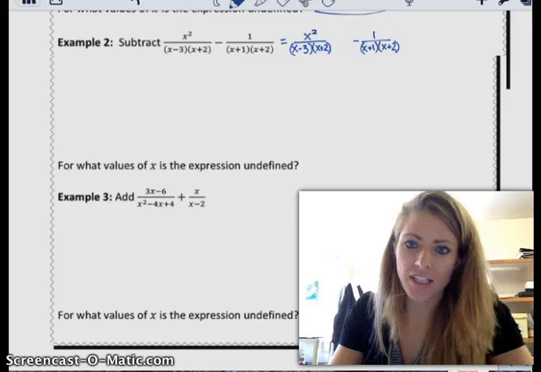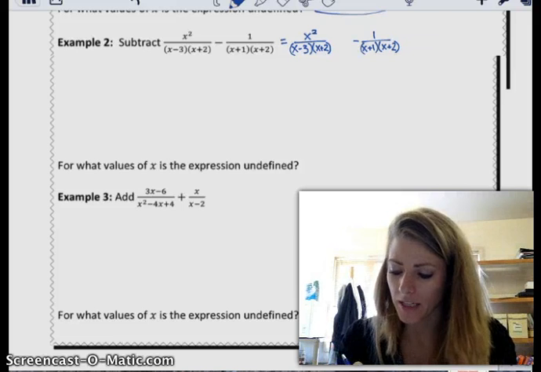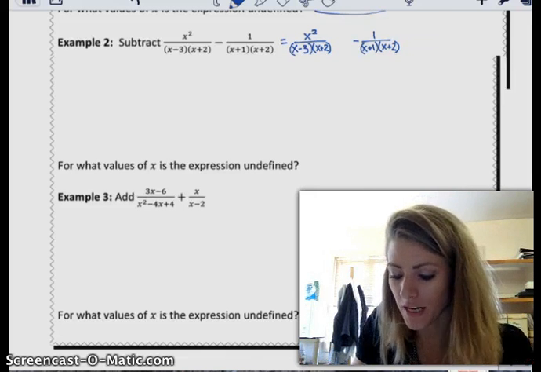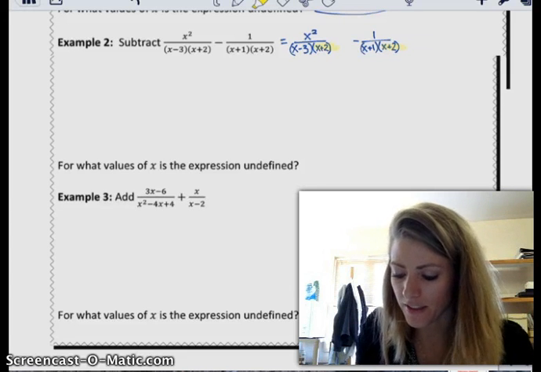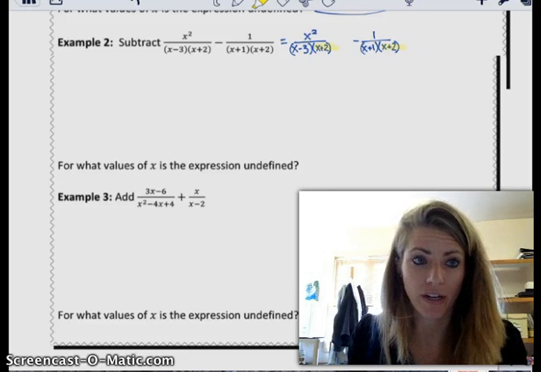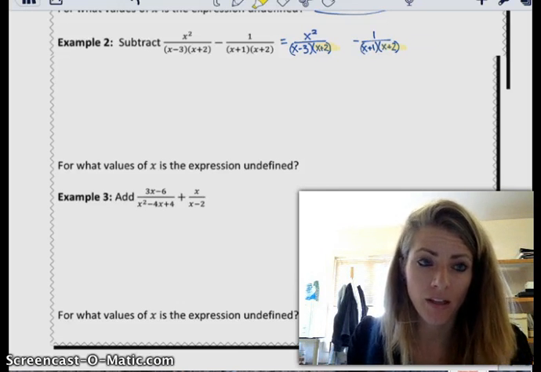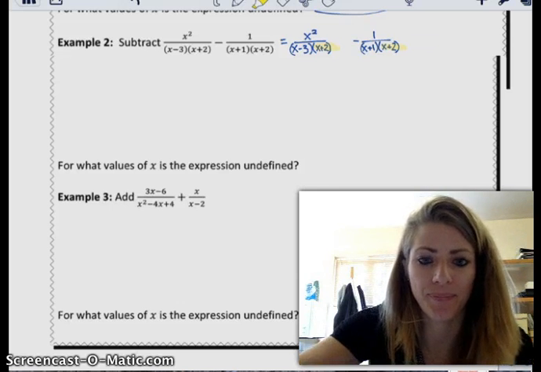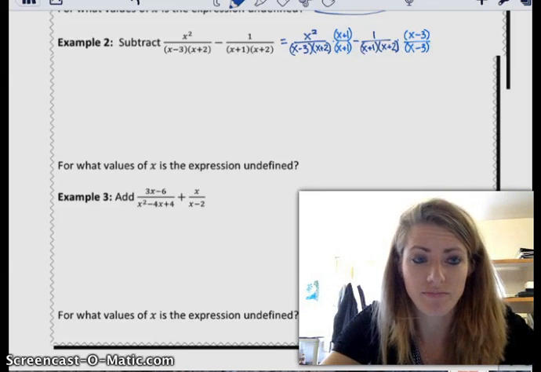So I've got x squared over (x minus 3)(x plus 2), minus 1 over (x plus 1)(x plus 2). And so I need to find my common denominator. Both denominators already have an x plus 2, but the difference is the x plus 1 and the x minus 3. So I'm going to have to multiply the first one by x plus 1, so I have all three of them, and then the second one I have to multiply by x minus 3. Now let's combine those and make them one big old fraction each.